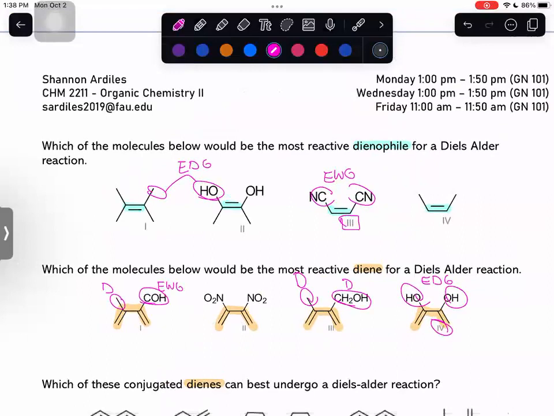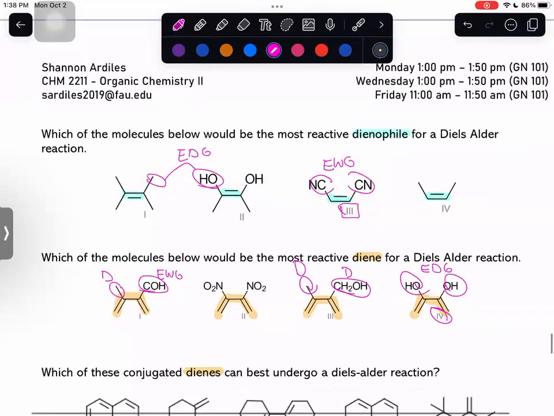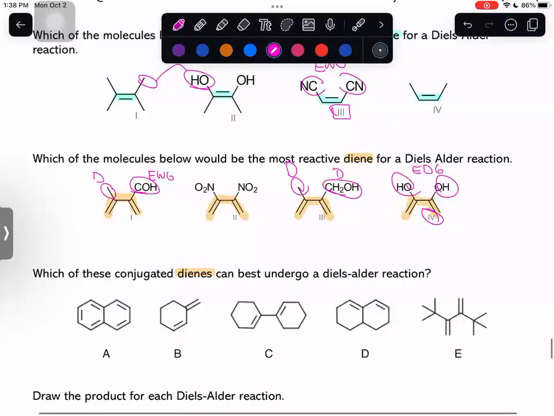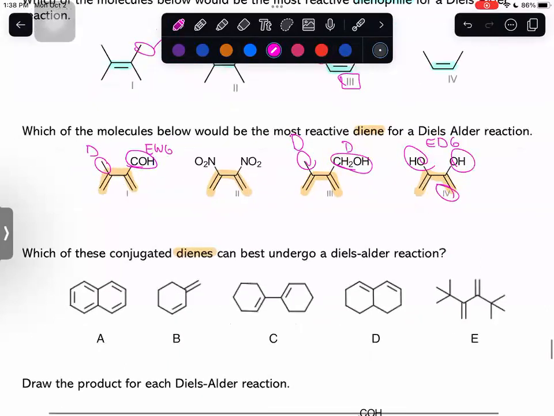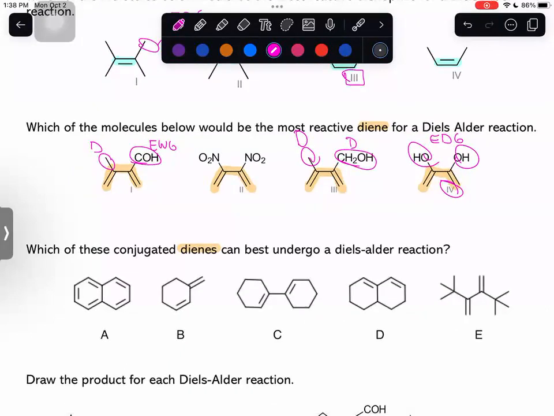Okay, so far, any other questions on this? So far, we're good. Okay, now let's look at the next problem. It's Monday, so you know. Okay, so let's look at the next problem. They're asking which of the following dienes can undergo the reaction.